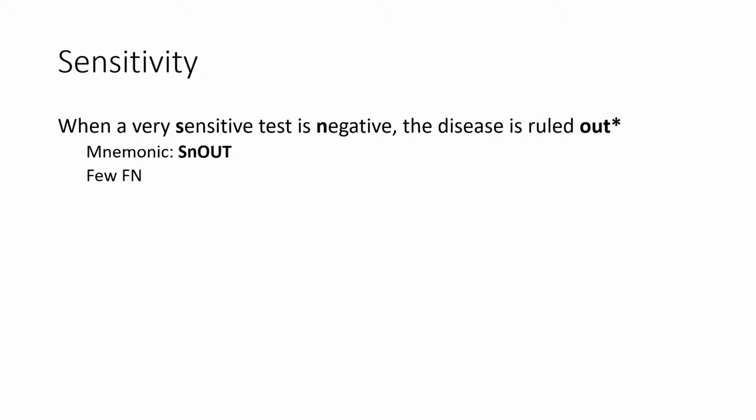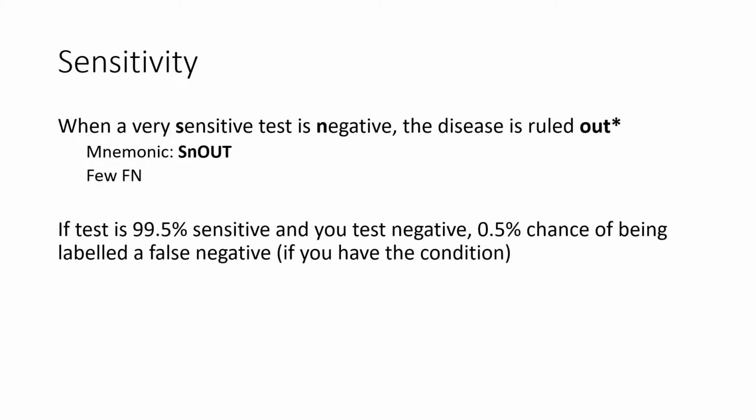So you may have heard a mnemonic called SNOUT, which means when a very sensitive test is negative, the disease is ruled out. So SNOUT. And it seems a little bit counterintuitive to think about a sensitive test, which looks for a condition, being negative, but how SNOUT works is that a very sensitive test has very few false negatives.